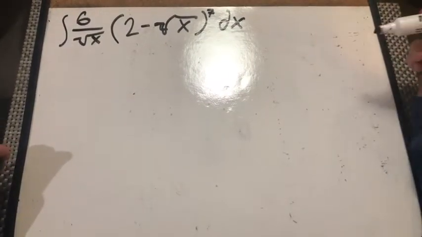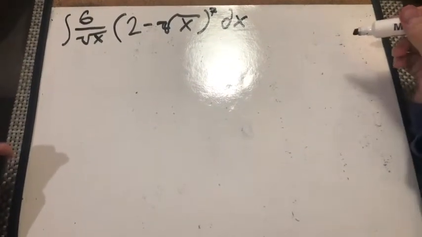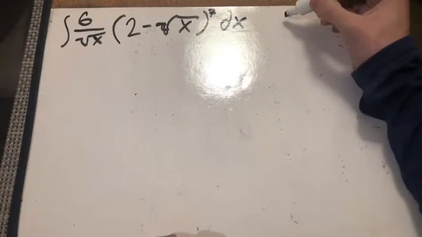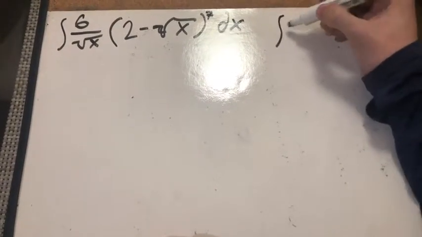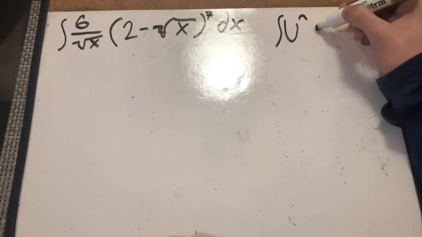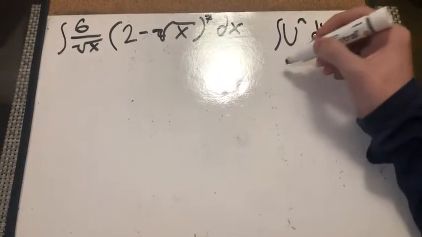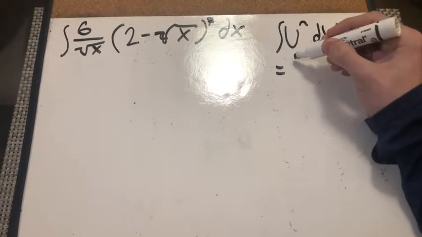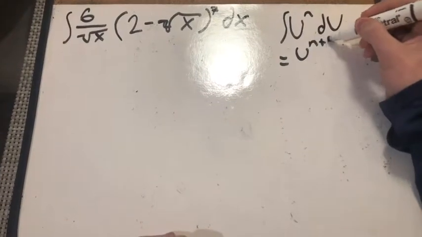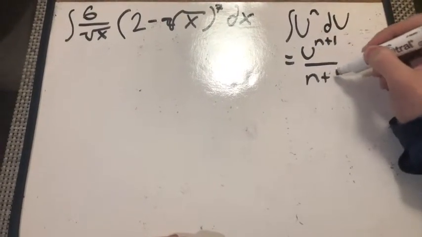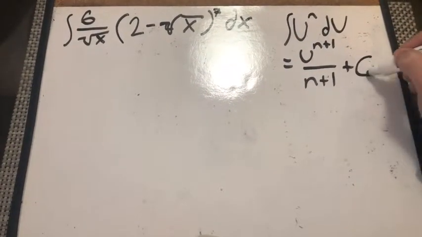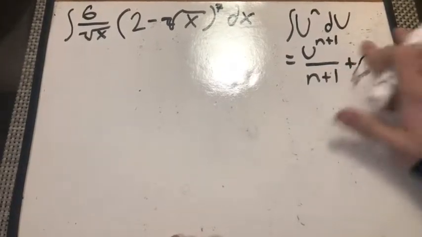First, we have to notice which type it is, and as I previously mentioned, it's going to be a type of u to the n du, which when solved is going to turn to u to the n plus 1 over n plus 1, plus c. Just remember this.